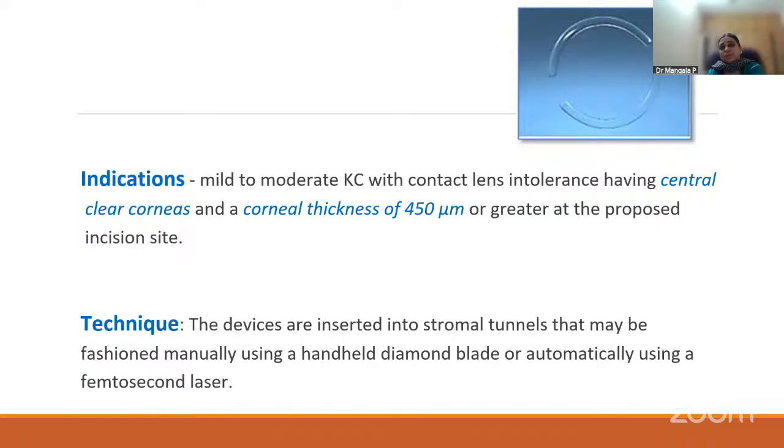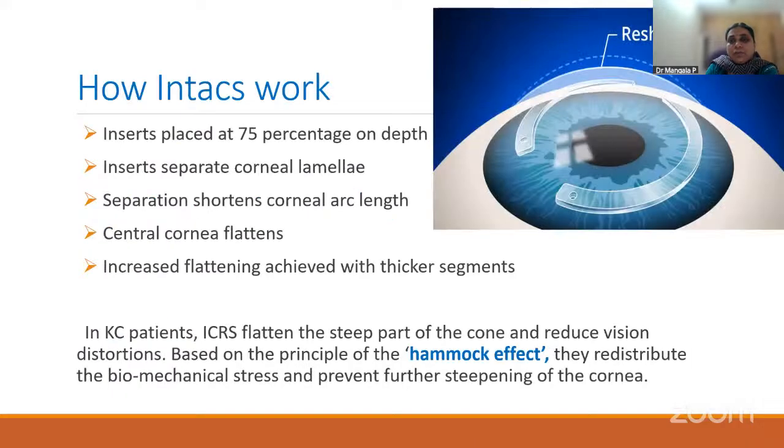In these patients, the corneal thickness should be more than 450 micrometers, and the cornea should be very clear. It can be done by automated manual dissection as well as femtosecond laser. So this is a picture of how the Intacs are placed in the cornea, and here the effect is that intracorneal ring segments will flatten the steep part of the cone and reduce the visual distortions.